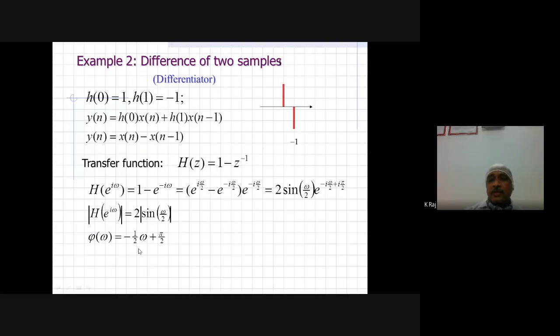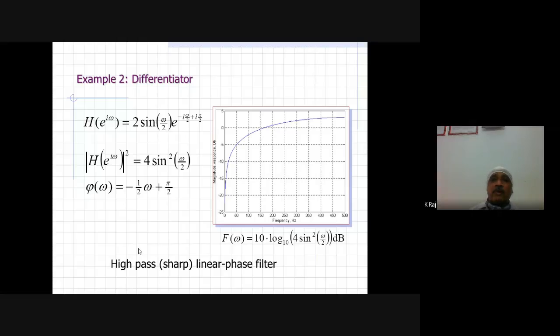Again we will see that the phase response is changing linearly with respect to frequency, hence it is a linear phase response. Now if we again see the power of this, that is the square of the amplitude, then it becomes 4 sine square omega by 2. And if we draw a graph between the magnitude, that is the power in dB, versus frequency, then we will find this response here.